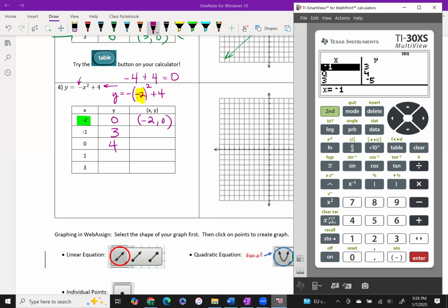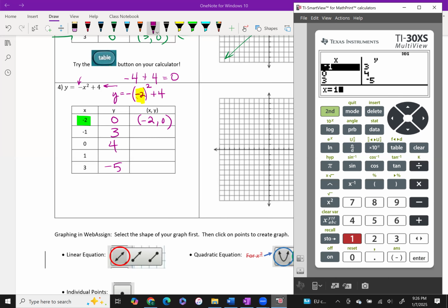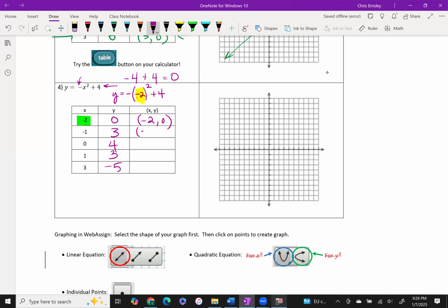And 3 is on my list. For x equals 3, y is -5. And then I just need to type in a 1. And when x is 1, y is 3. And again, each one of those ordered pairs is just the x value, comma, y value.